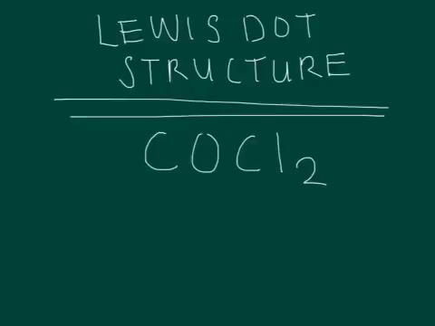Okay, so we're going to be drawing the Lewis dot structure of COCl2. So we're going to draw the individual dot structures for each individual atom. Carbon has 4 valence electrons, oxygen has 6 valence electrons, and chlorine has 7 valence electrons. So we're just going to draw them around the element.